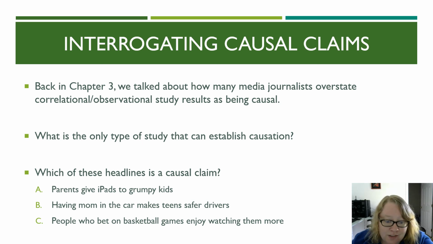Did they have some... so for example, for B, if you're trying to see if there really was an experiment behind this causal claim, you would look in the study and see: did they have some conditions where mom was in the car with the teen and some conditions where mom was not in the car with the teen, and they assessed their driving quality? That would be the only way you could really support that causal claim. And same thing with these other ones too.